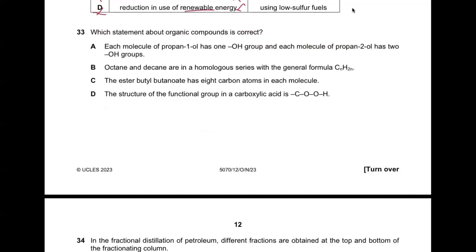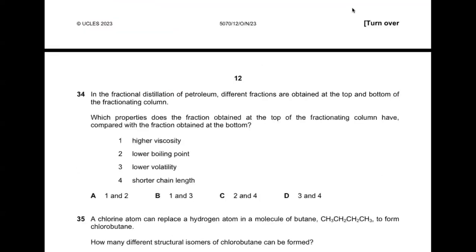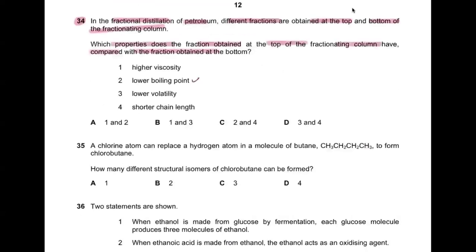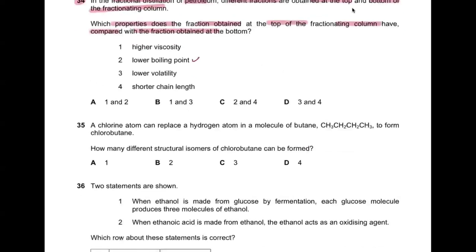Okay. In the fractional distillation of petroleum, different fractions are obtained at the top and bottom of the fractionating column. Which properties does the fraction obtained at the top of the fractionating column have compared with the fractions obtained at the bottom? So if you recall that the top one has a lower boiling point, higher is, yes, Your screen is stuck. Now it's better. Okay. So they have a lower boiling point, the one at the top.